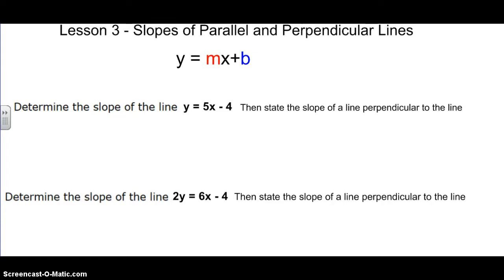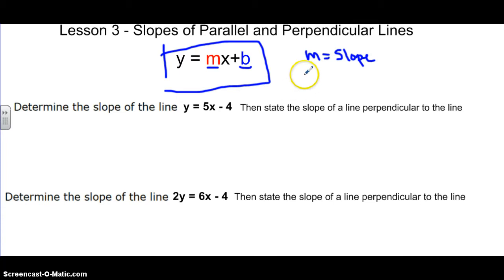Now, lesson three is about the slopes of parallel and perpendicular lines. To do this lesson, you have to remember this equation, y equals mx plus b. That's the standard form of any line with two main variables, m and b. M is what we call our slope. So anything in front of the x will always be considered the slope, and b is what we call the y-intercept. Now, this isn't important for this lesson. What we're going to be focusing on is the slope, okay?